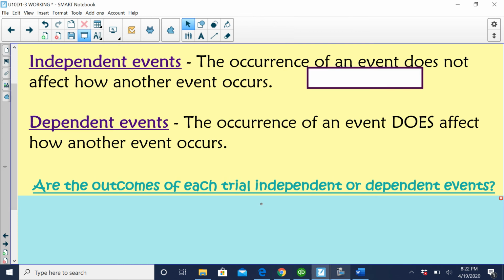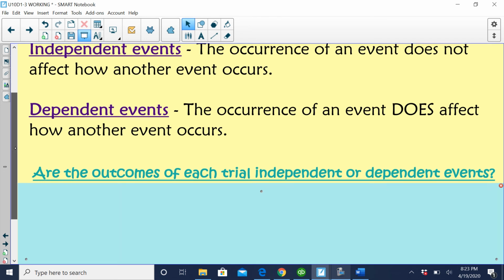Okay, dependent events says that the occurrence of an event does affect how another one occurs. Okay, this would be something like if I had 6 marbles in a bag and they were all different colors, and I asked you, well, what's the probability of drawing a red marble out of that bag? And I just select one, so my probability would be 1 out of 6. But then I say, keep that marble out. And what's the probability of drawing a red marble this time? And now it's a dependent event because once I took a marble out of the bag, it's going to affect the probability of the next time I draw a marble.